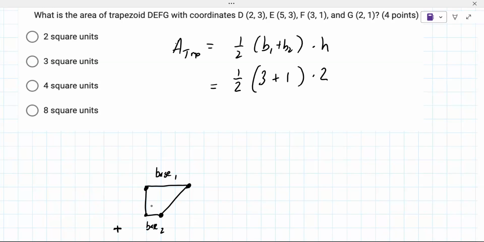Okay. Then you just plug it into the formula and you just calculate it. Yeah, 4 square units. Now, if they weren't nice, we would have to calculate the lengths and the heights using the distance formula, but we had all that information there.